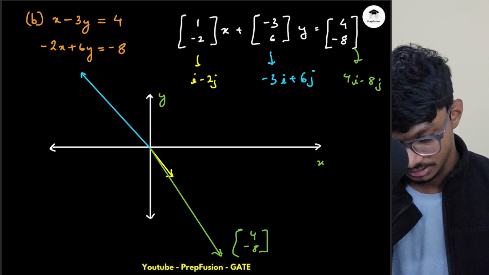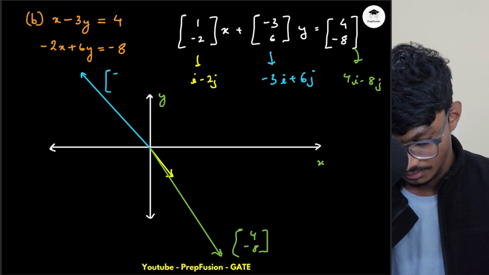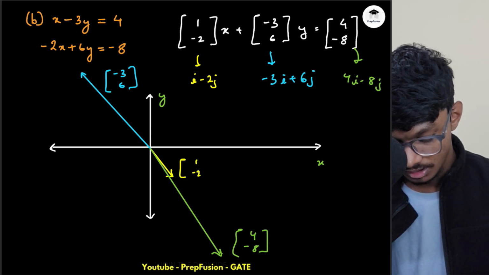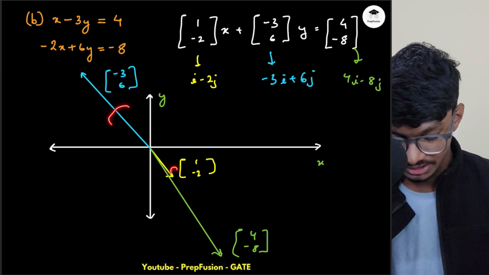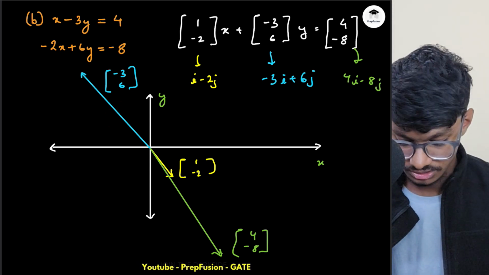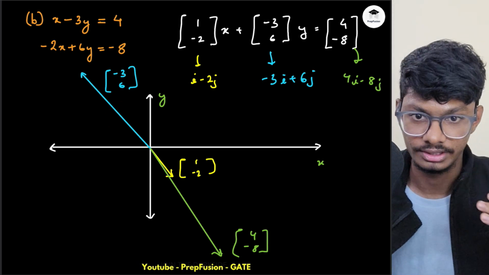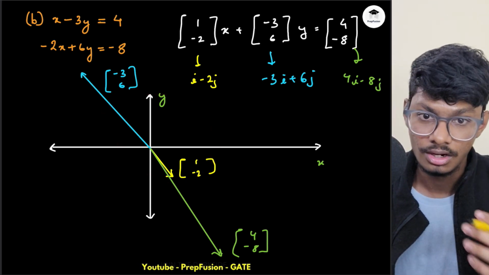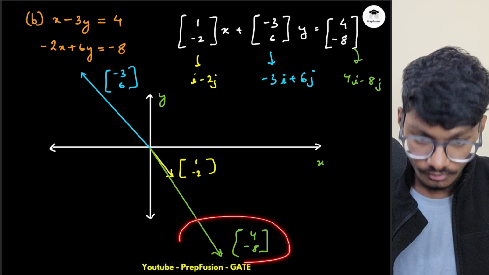4 comma minus 8, this is minus 3 comma 6, and this is 1 comma minus 2. Now these two are representing the same thing. They are in the same equation of line, right, they are parallel to each other. So none of the combinations here can satisfy.